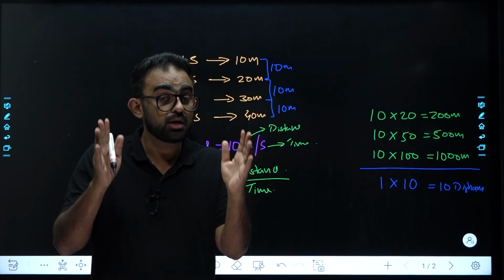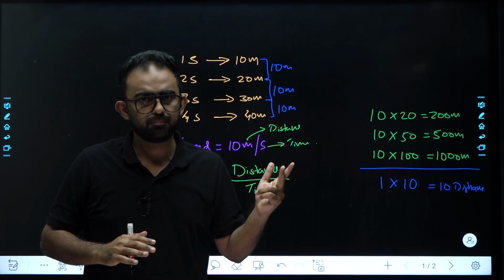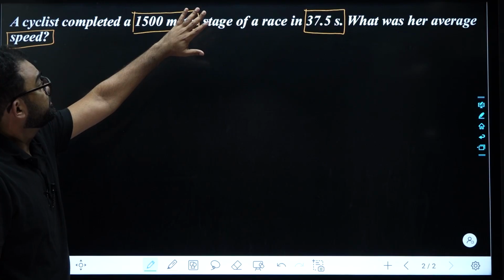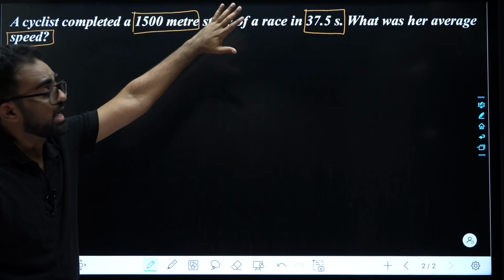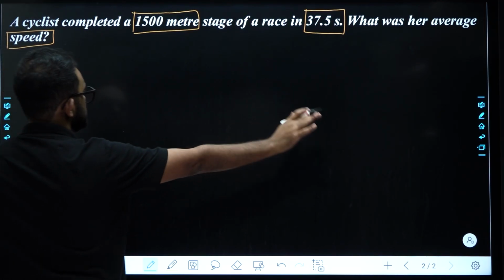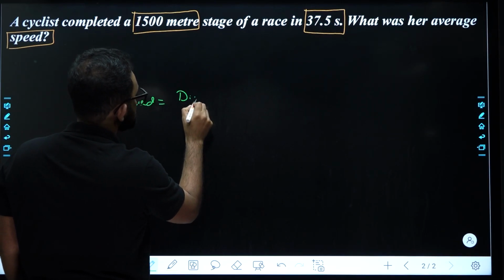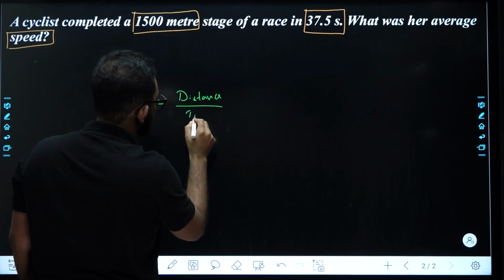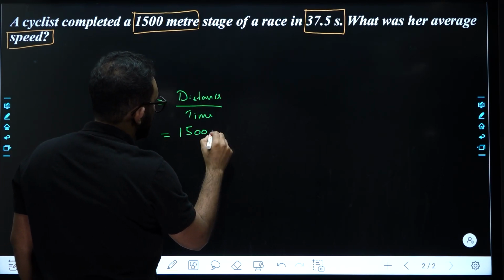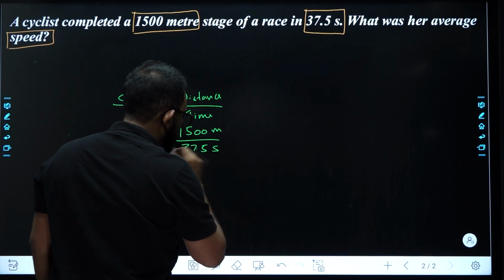Now we have all the tools related to speed in our hand to solve any problem related to distance, time and speed. Now we can go back to our problem. See, this is the problem. We got distance and time in our given data. We need to find out the speed of the cyclist. Now just now we have learned the equation of speed is equal to simply distance by time. Right? What is the distance? That is 1500 meter divided by time is equal to 37.5 seconds. Right?